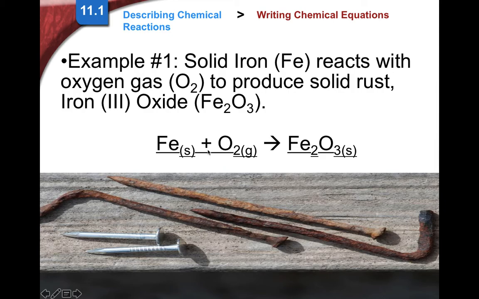Reacts with is the plus sign. Oxygen gas is O2, parentheses G. And then forms is the arrow. And then this is rust, iron 3 oxide, Fe2O3, and rust is a solid, so we put the little S there. Now again, we're not having any coefficients. No coefficients in these examples.